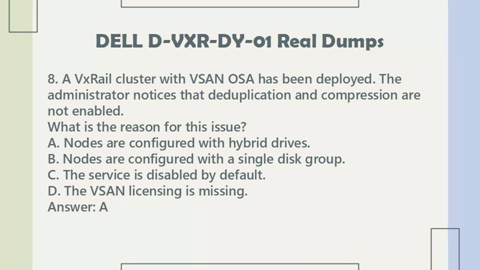8. A VxRail cluster with vSAN OSA has been deployed. The administrator notices that deduplication and compression are not enabled. What is the reason for this issue? A. Nodes are configured with hybrid drives. B. Nodes are configured with a single disk group. C. The service is disabled by default. D. The vSAN licensing is missing. Answer: A.